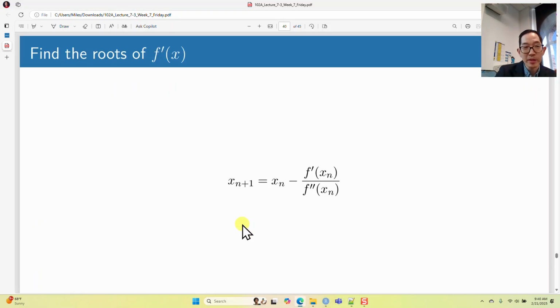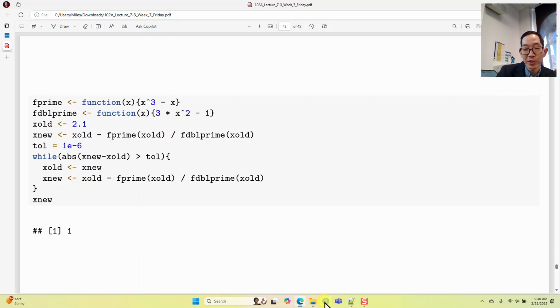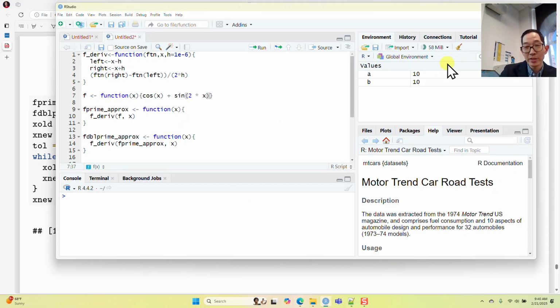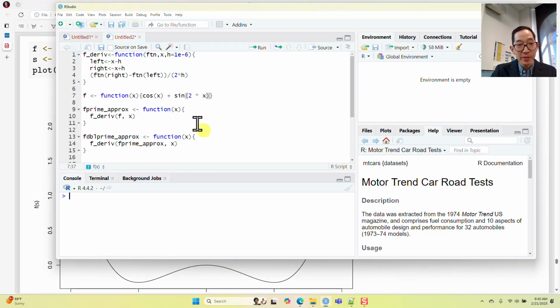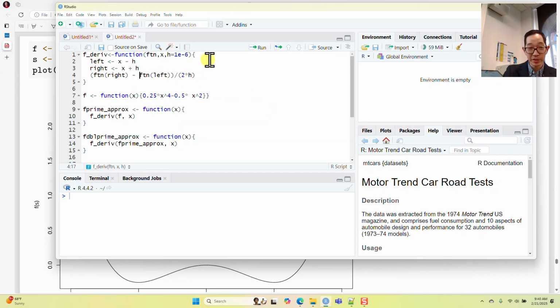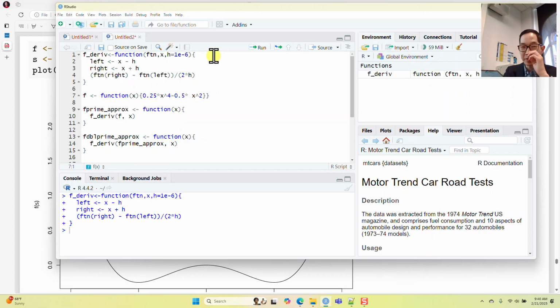So here. I also just kind of want to show you how the derivative approximation thing really does work, okay? So here my function f is 0.25 x to the fourth minus 0.5 x squared. And again, here's my function for approximating derivatives. The left-hand side is going to be x minus h, the right-hand side is going to be x plus h, and we're going to take the function on the right minus function on the left divided by 2h. Okay, so that's my derivative approximation.